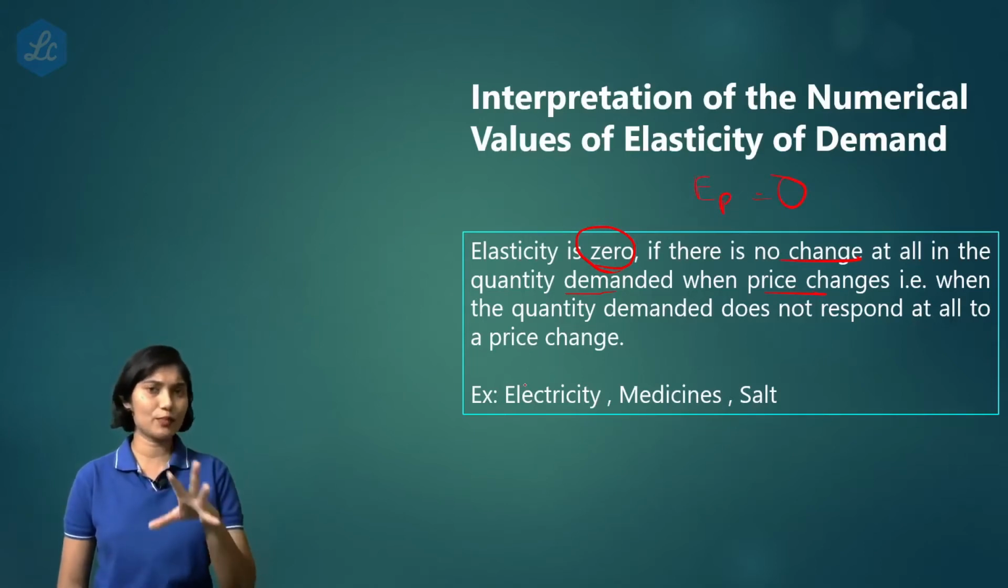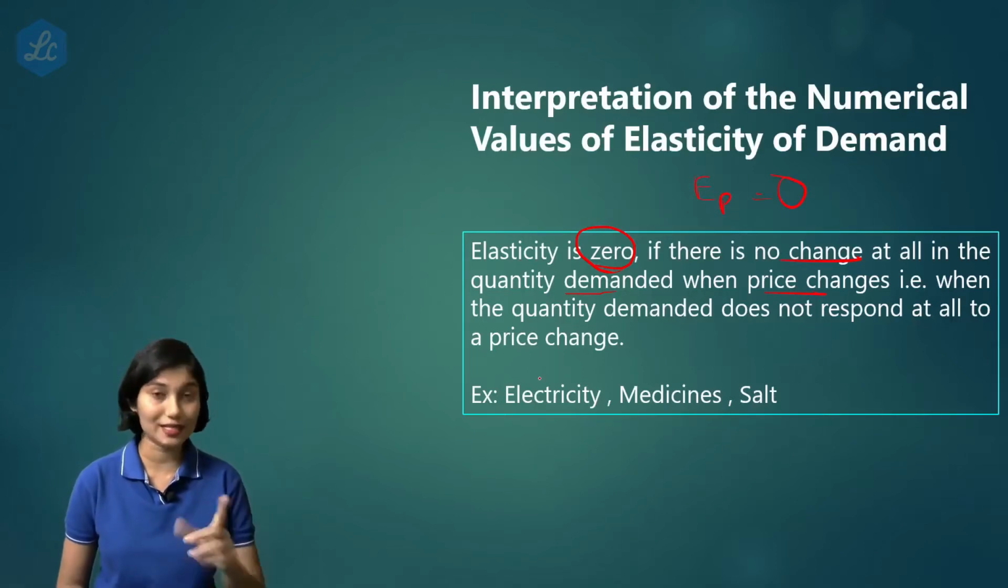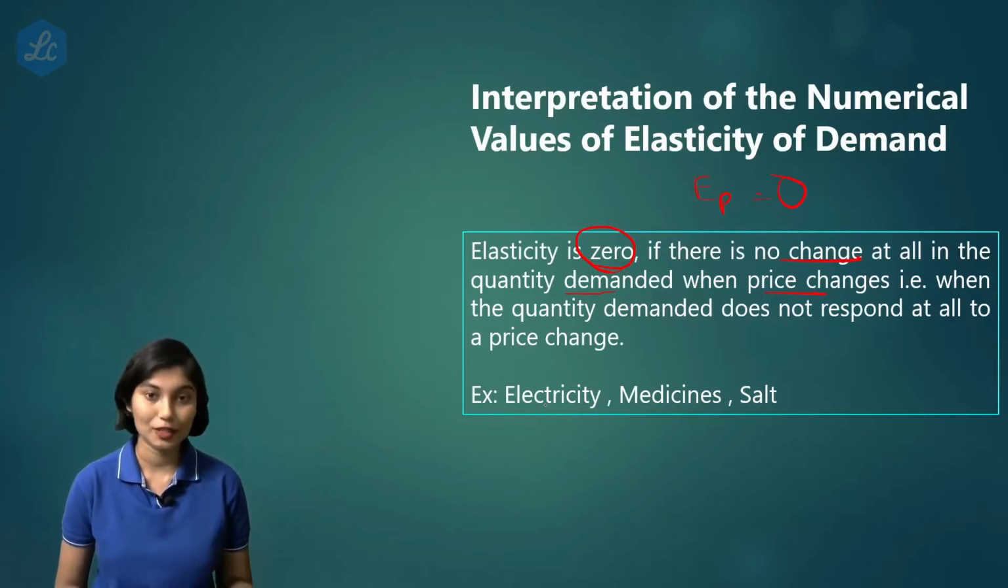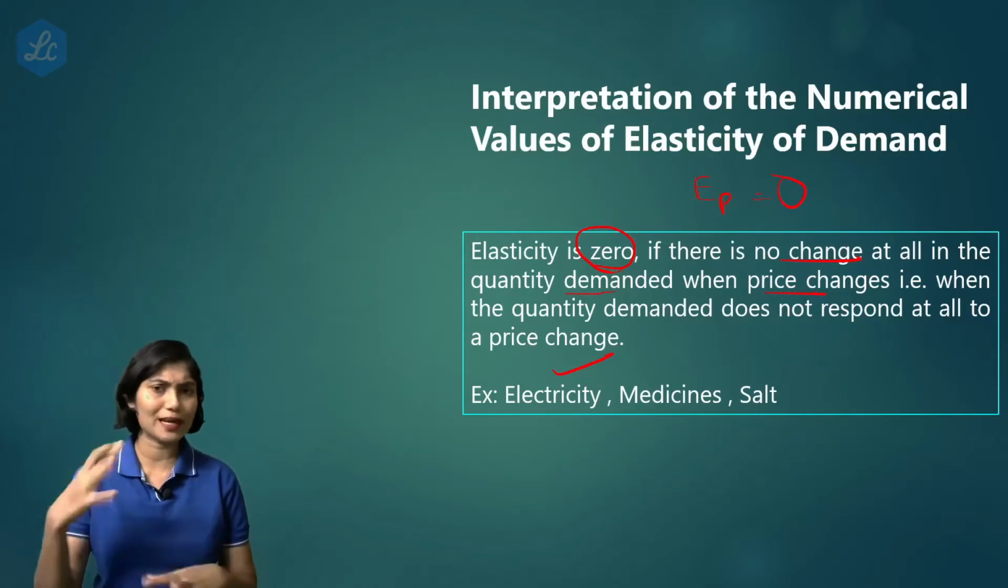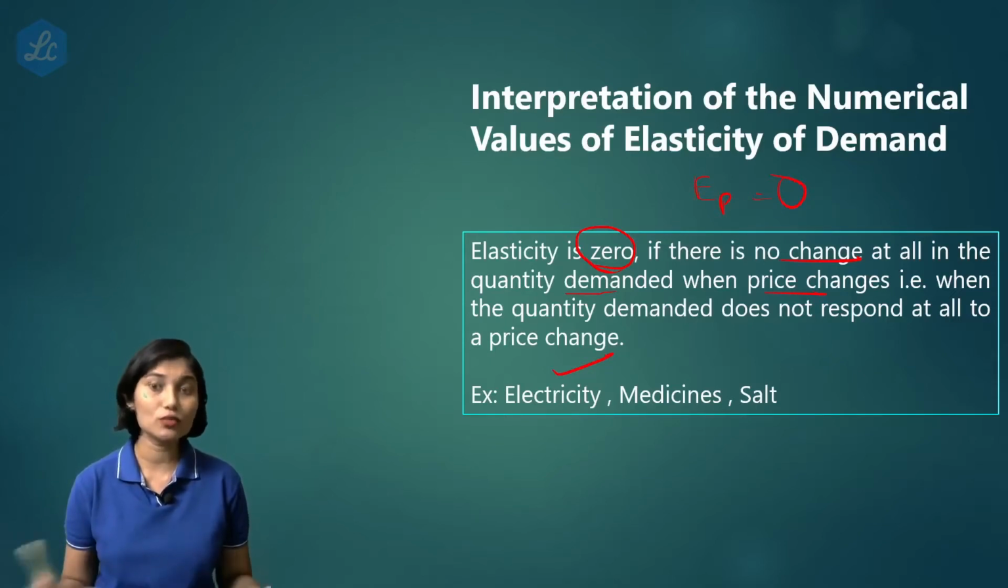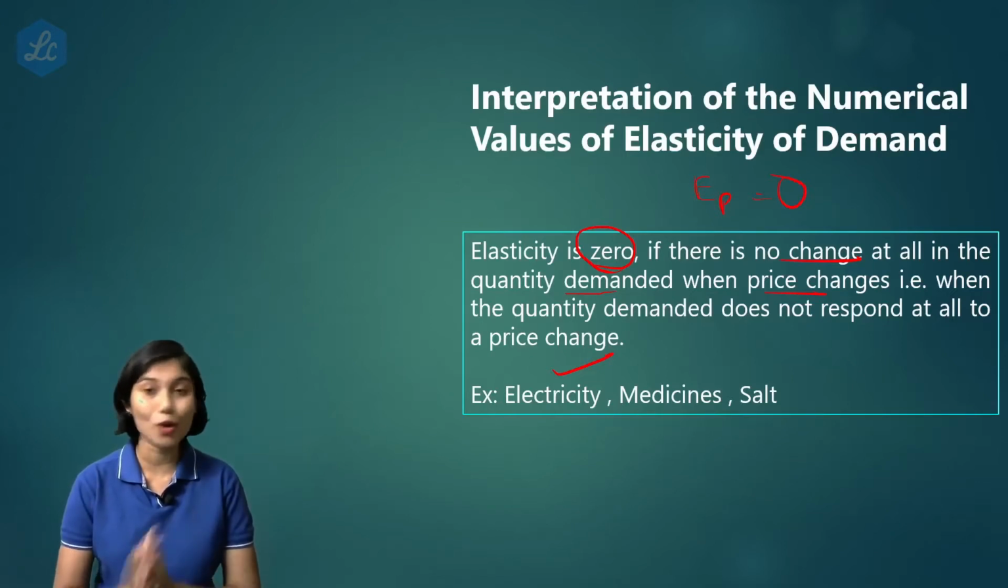Now, what is an example for this type of product? For example, let us say electricity. You know that electricity is absolutely essential to you, right? So, if the price of electricity varies, can you actually reduce your consumption of electricity? No, it's very difficult, right? So, your quantity demanded is not going to change. That is why your elasticity is going to be 0.